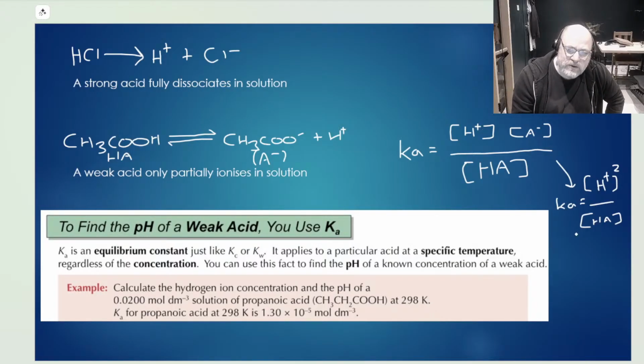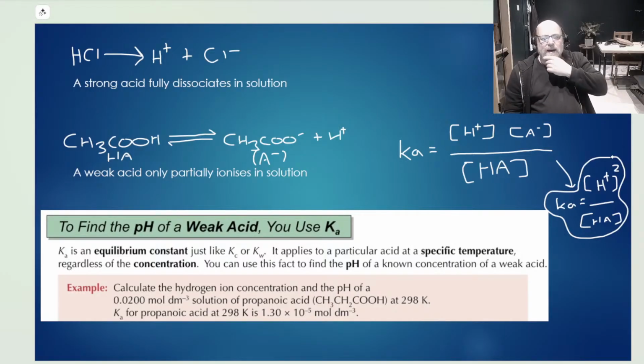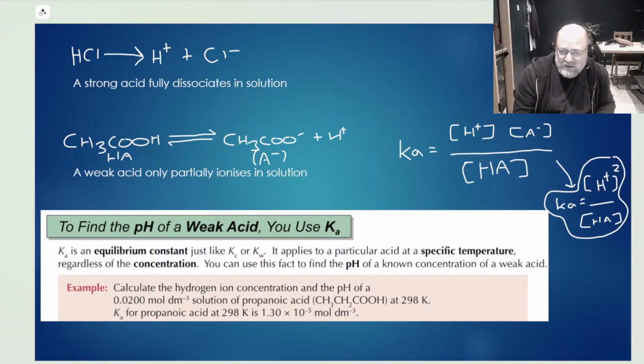The only time you don't simplify into this over here is in the expression, if they ask you to write the expression. We'll do a question and I'll show you, okay? But then all you need to do now, see if you can do this.